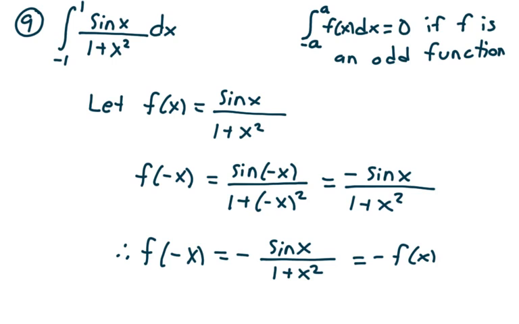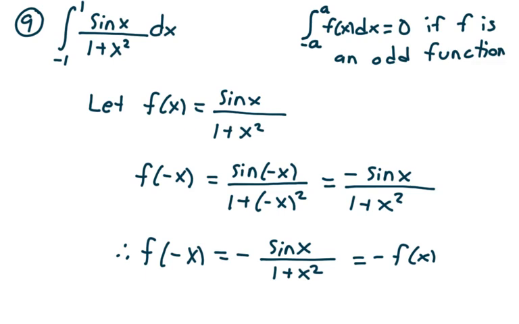So I'm going to let f of x equal sine of x over 1 plus x squared, and I'm going to verify that f is indeed odd. So f of -x, I'm going to replace x with -x, and I'm going to get sine of -x divided by 1 plus (-x) quantity squared. But sine is an odd function. We know that from trigonometry. So we could write this as negative sine x divided by 1 plus x squared.